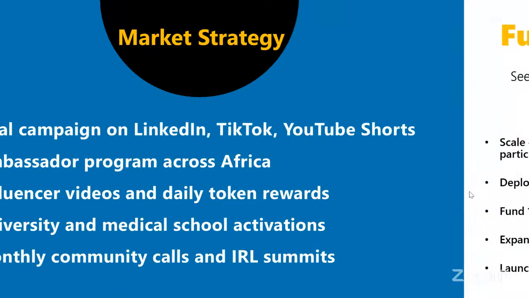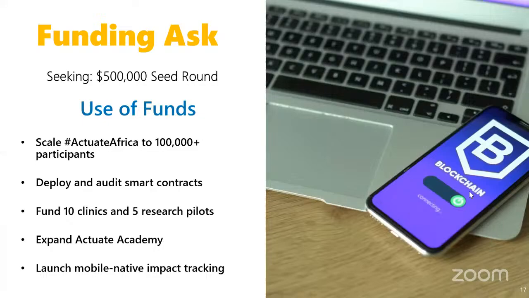So the funding we're requesting is a $500,000 seed round. Yeah, so the first funding we want is $500,000. And how we're going to use these funds is that we're going to scale the Actuate Africa campaign to 100,000 plus participants. We're also planning on deploying and auditing smart contracts. And as I mentioned, funding 10 clinics and 5 research pilots. We'll also expand the Actuate Academy and launch mobile-native impact tracking.